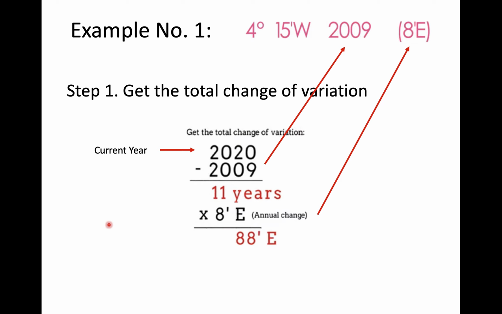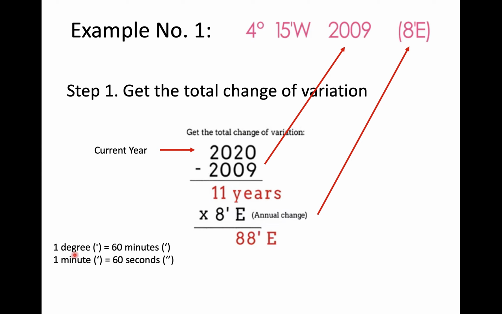Now how can we apply 88 minutes? Supposedly we will apply 88 minutes to 4 degrees. But this is in degrees, this is in minutes. If you calculate directly, it will not result in a correct value because they do not have the same unit of measurement. This is degrees, this is minutes. So how do we convert minutes into degrees?